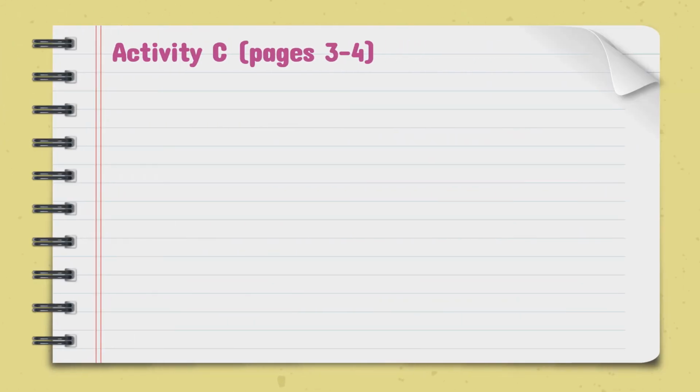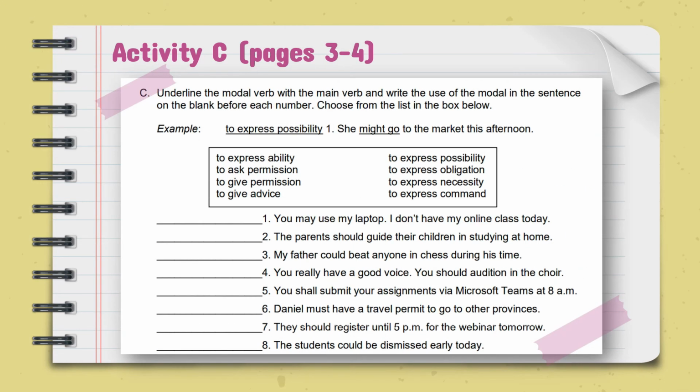Let's go to the next activity. For activity C, pages 3 to 4, you will underline the modal verb with the main verb and write the use of the modal in the sentence on the blank before each number. A list of the uses in a box is provided in this activity, and you may choose your answer there. Let us answer the first item.